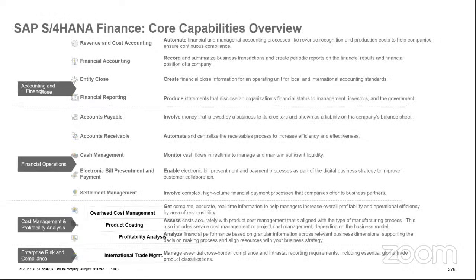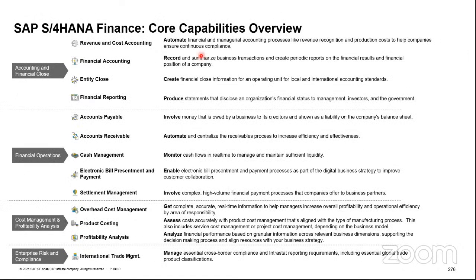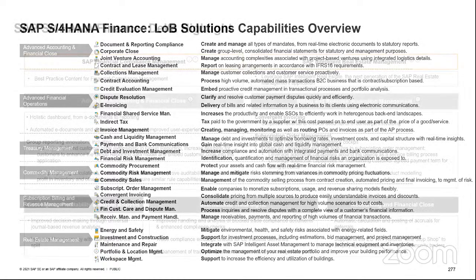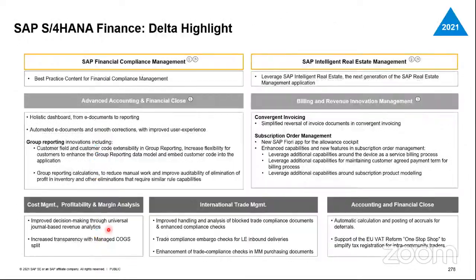What is new within the core? Better reporting based on revenue analytics, better visibility or reporting around COGS split in COPA, some features on international trade management, okay, embargo checks, etc. Enhancements to accrual and deferral.